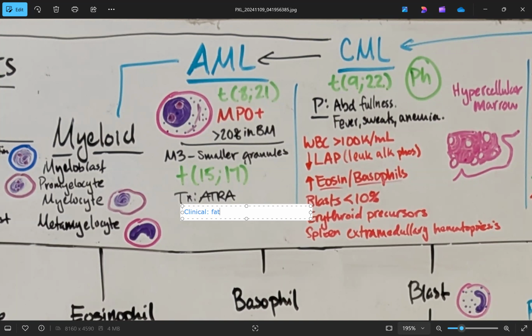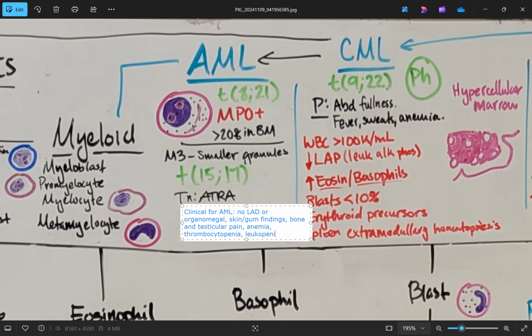Moving on to CML, chronic myelocytic leukemia. I'm making that distinction one more time. Rewind if you've missed that explanation. But the translocation that you're dealing with is, again, your 9;22, your Philadelphia chromosome. So CML and B-ALL are your two diseases that you think of immediately when you see the 9;22. It presents with abdominal fullness, fever, sweats, and anemia, which are super non-specific.